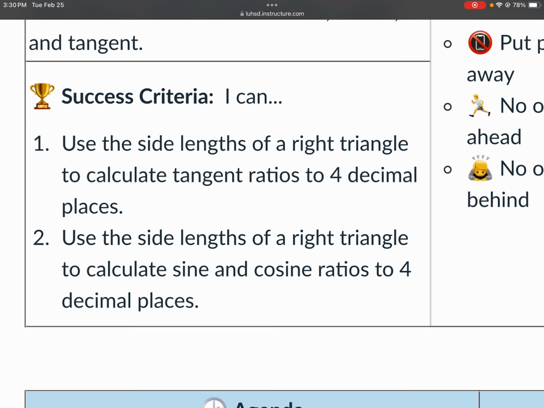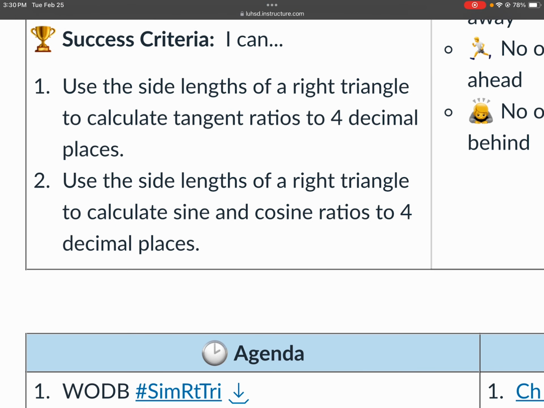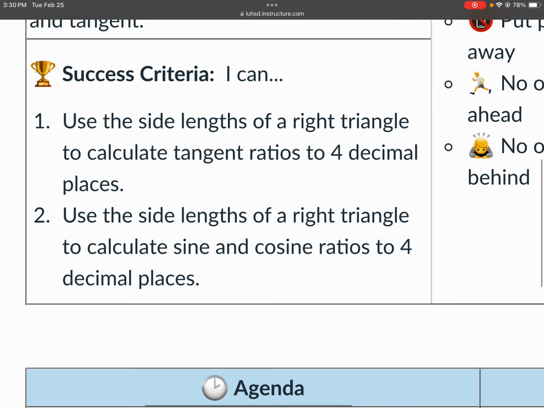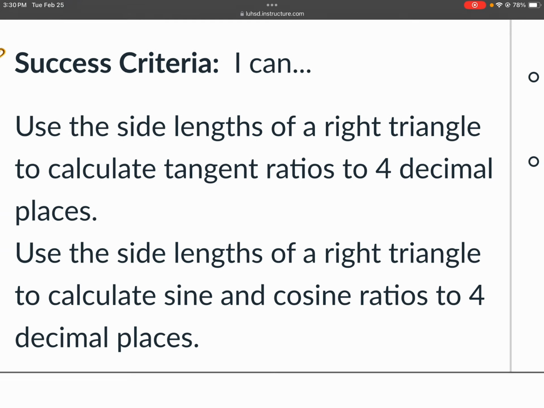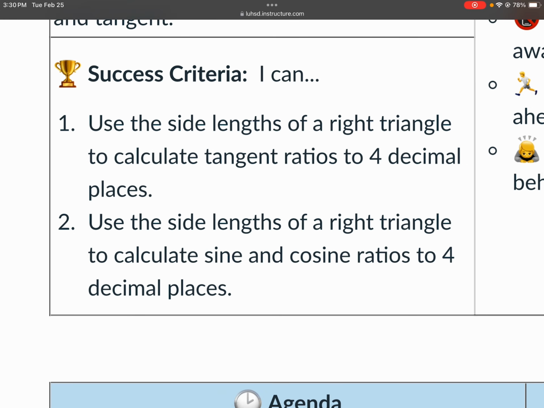Our success criteria, number one, I can use the side lengths of a right triangle to calculate tangent ratios to 4 decimal places. And number two, I can use the side lengths of a right triangle to calculate sine and cosine ratios to 4 decimal places. So the success criteria already kind of give a hint as to what's to come. These things, sine, cosine, and tangent, which are new terms, are really just ratios, right? We should really call it the sine ratio, the cosine ratio, the tangent ratio.